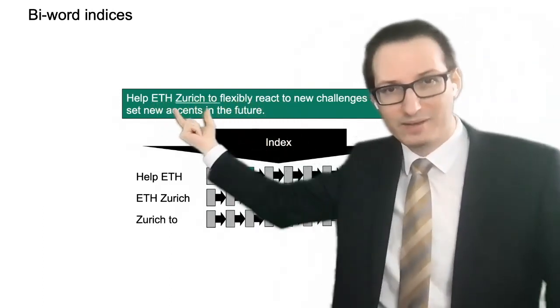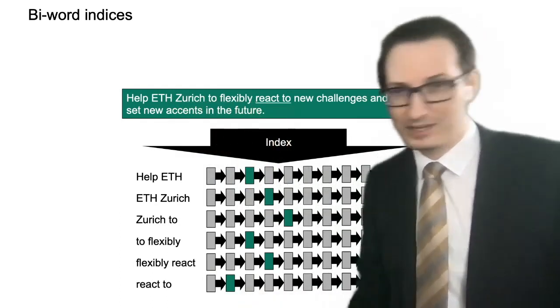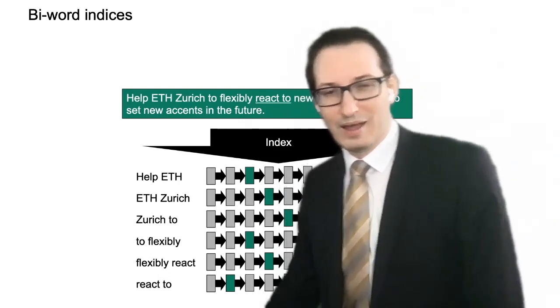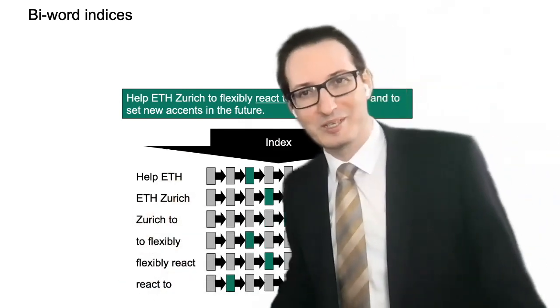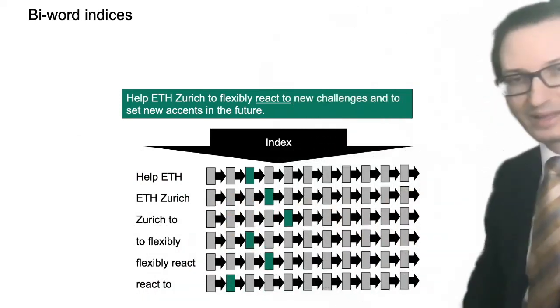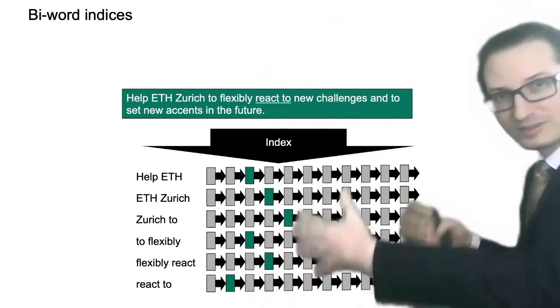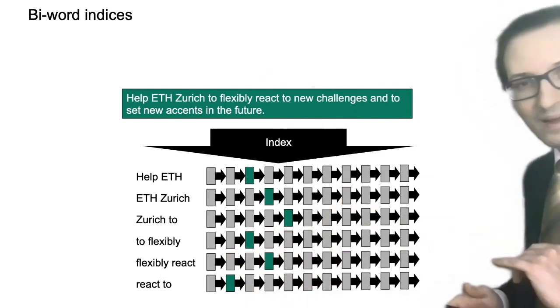So ETH Zurich, then Zurich 2, then 2 flexibly, then flexibly React, React 2, and so on and so on and so on. Right? And then of course it's not creating a new posting list every time. After a while, it will still be the same pairs, and then you actually start adding postings there. All right. So this here is a byword index.